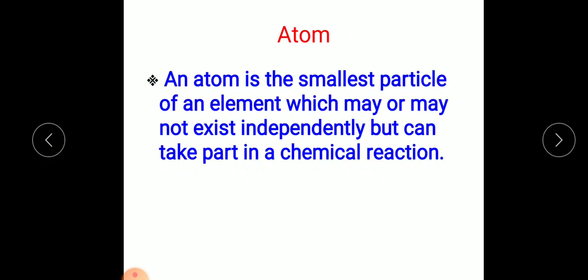Next, atom. As we know, matter is composed of atoms. An atom is the smallest particle of an element which may or may not exist independently but can take part in a chemical reaction. So an atom is that smallest particle which may or may not exist independently, but it is the one which takes part in a chemical reaction.